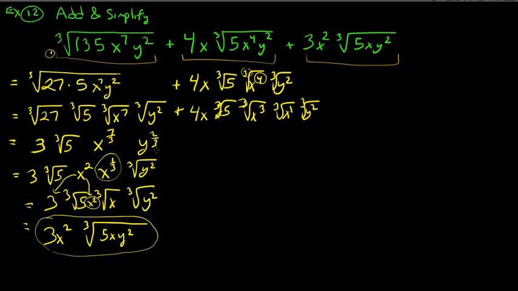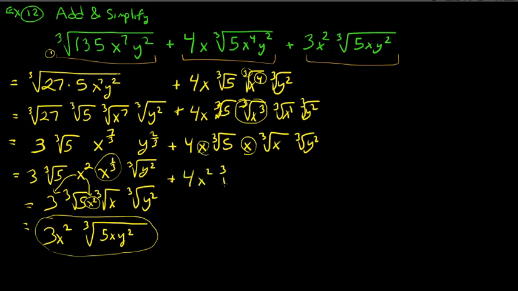Y squared here, right? So we have 4x in front. We have the cube root of 5. And then the cube root of x cubed is just x, right? The 3's cancel. And then the cube root of x, we don't need the 1. And then the cube root of y squared. So we have x times x, that's x squared. And then what's under the cube root? Well, the 5, the x, and the y squared.